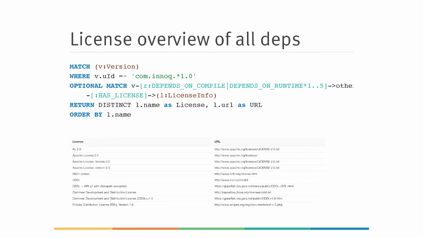Okay, one more query. If we want to see not only the license of the current artifact or of the current version, but of all versions that we get by the dependency management into our WAR file, for example, of course we have again to go down the dependency tree. There's a lot of depends on to follow, all the relationships which depend on compile and depends on runtime, and fetch all the license info nodes we have here about the has license relationship and bind them to the variable L. And then we can put them into a list.